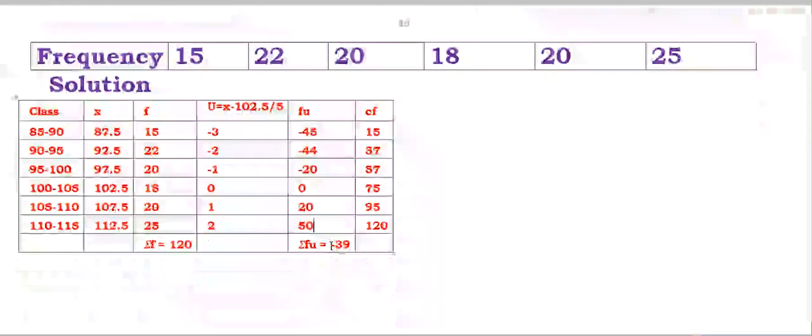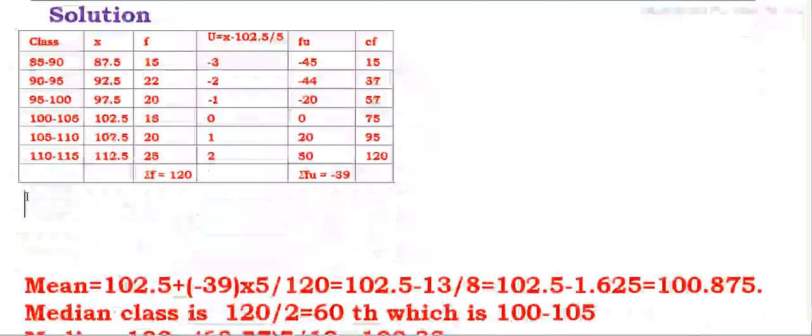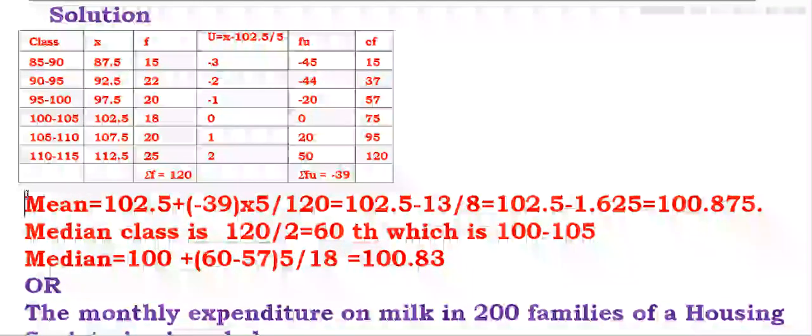The sum will be minus 39 and the sum of frequency 120, and by using the formula mean is equal to x plus sigma fd into h upon sigma f, that is 102.5 plus minus 39 into 5 by 120, that is 102.5 minus 13 by 8, that is 100.875. This is the mean.